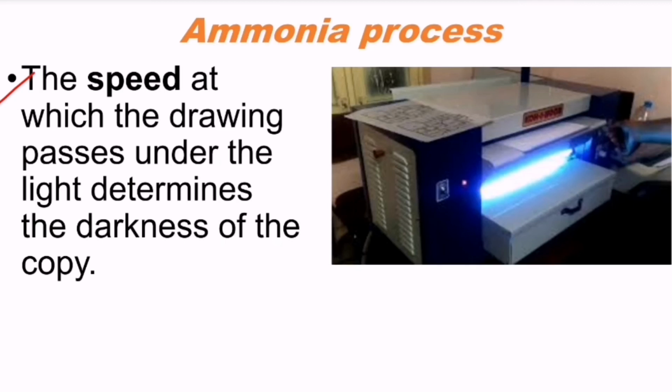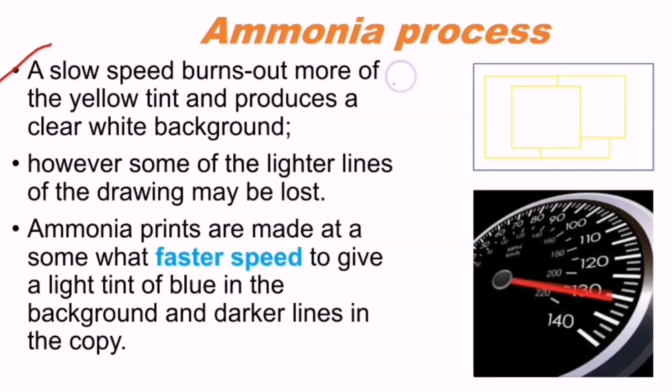The speed at which the drawing passes under the light determines the darkness of the copy. Based on the speed only, the visibility and the appearance of the drawing in the reprographic ammonia process will become very good. So based on the speed only, the lines will appear dark. A slow speed burns out more of the yellow tint and produces a clear white background. So what about the yellow lines? Because of the slow speed, those yellow lines are going to turn into white color, meaning they wash out.